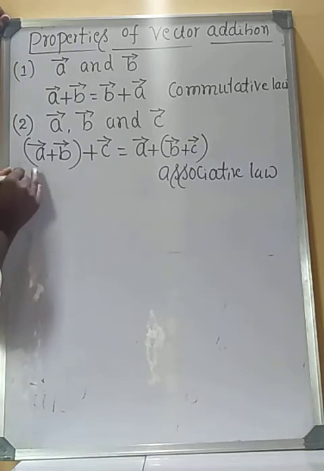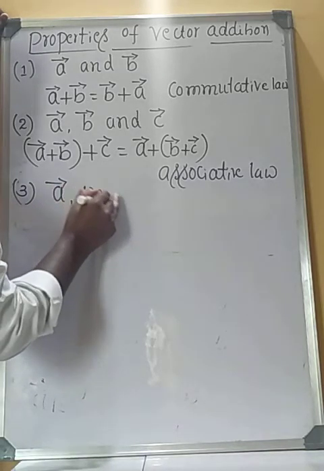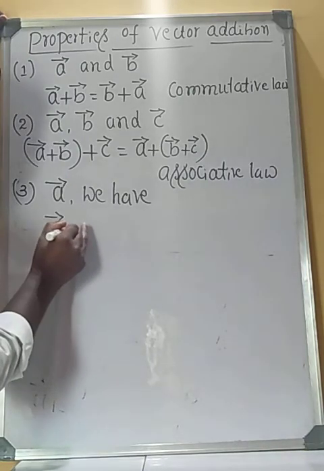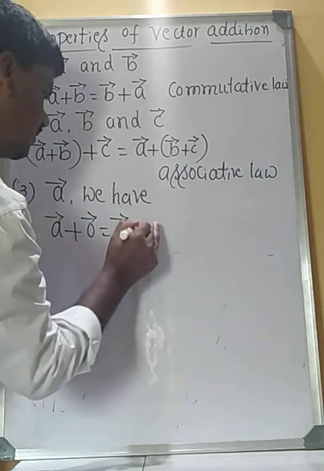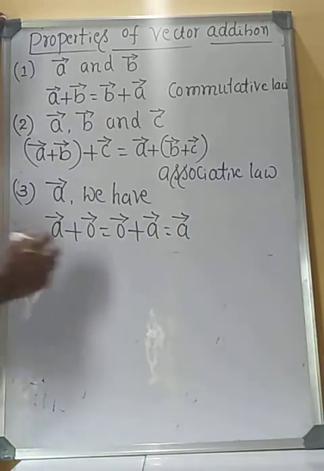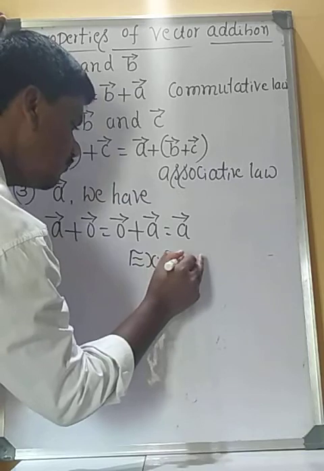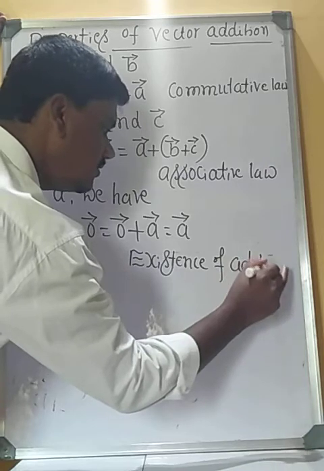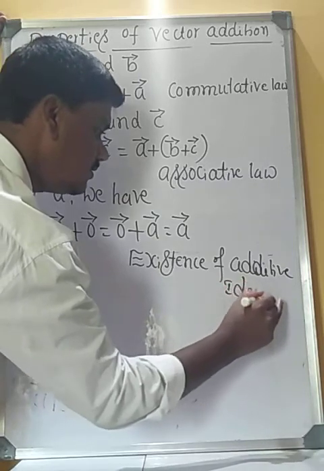The third one: for any vector A, vector A plus the zero vector is equal to the zero vector plus vector A, which is equal to vector A. So this is the existence of additive identity, the additive identity law.